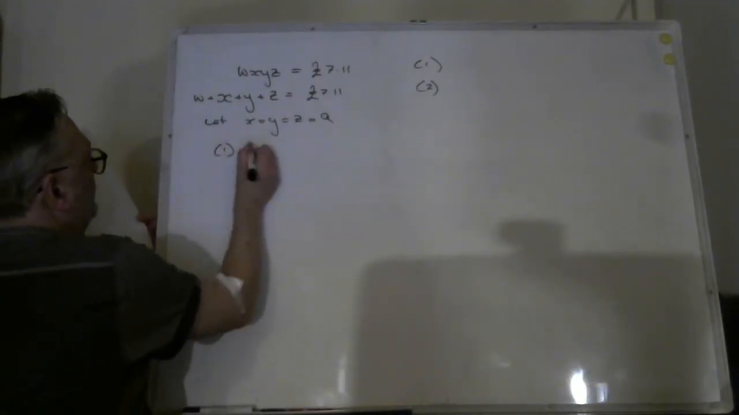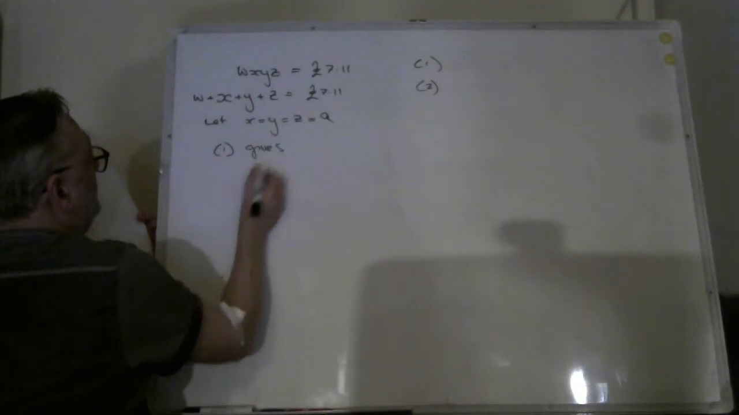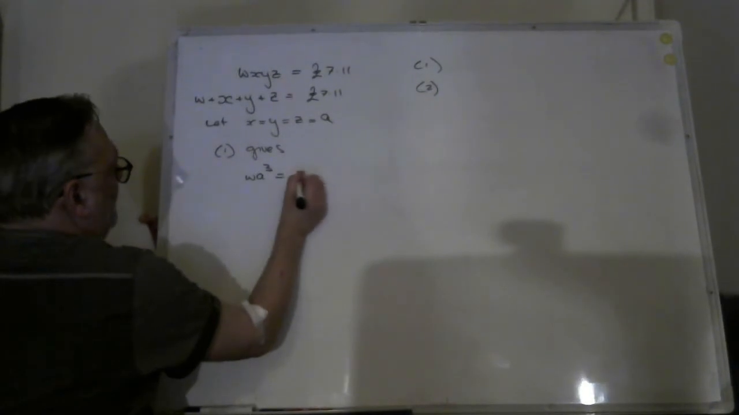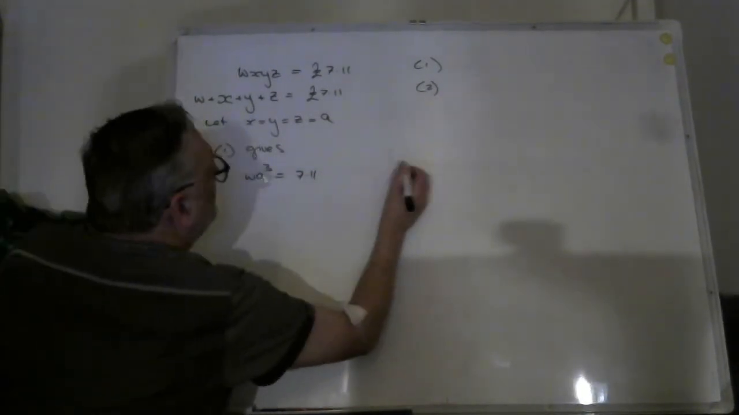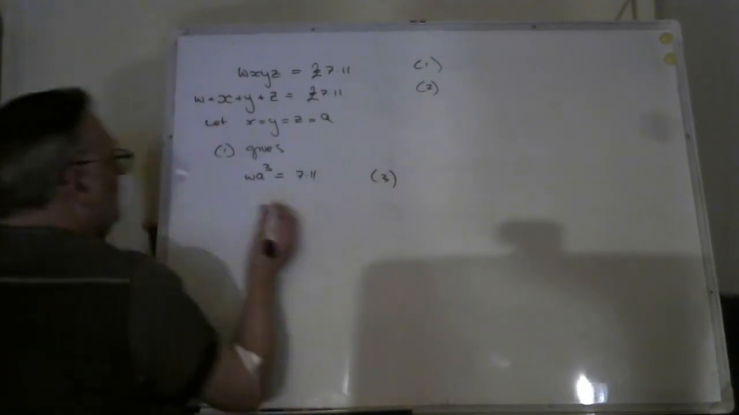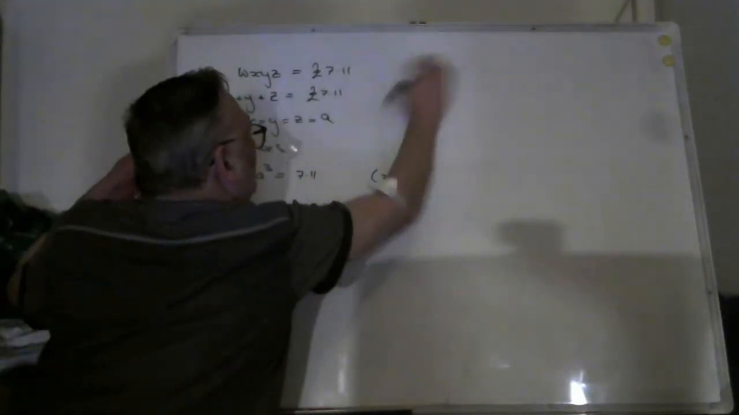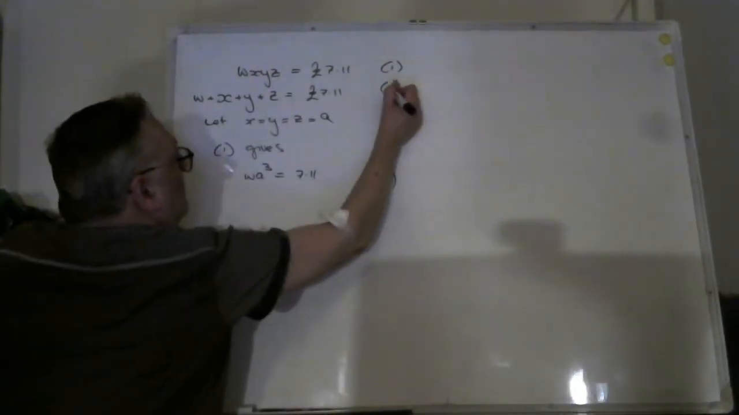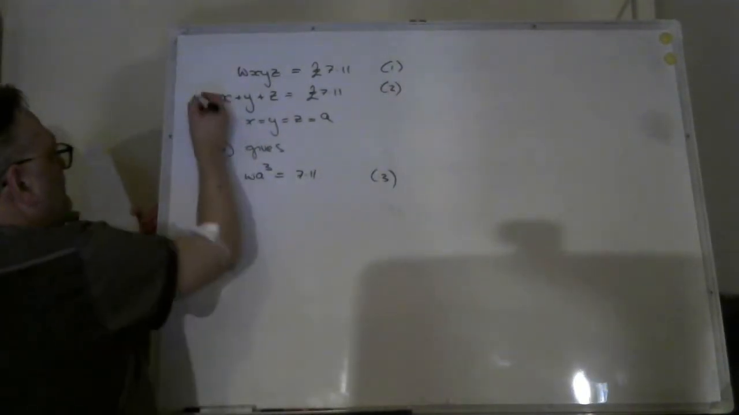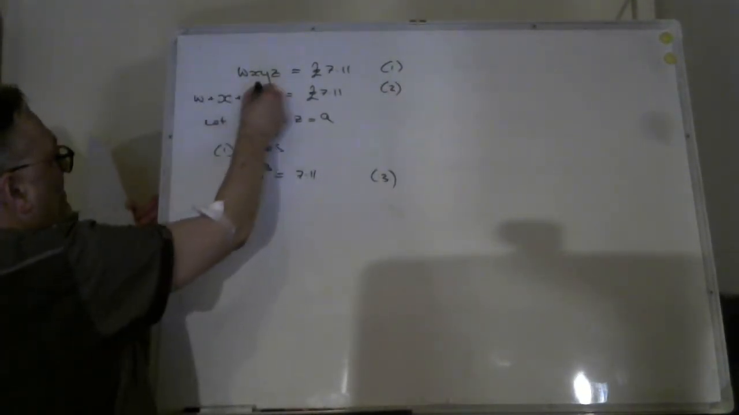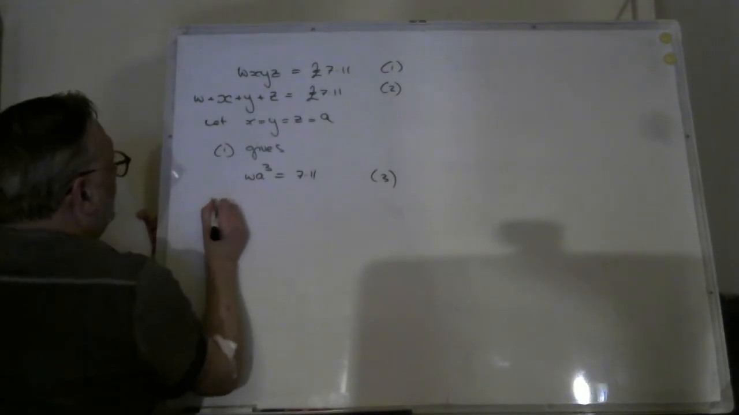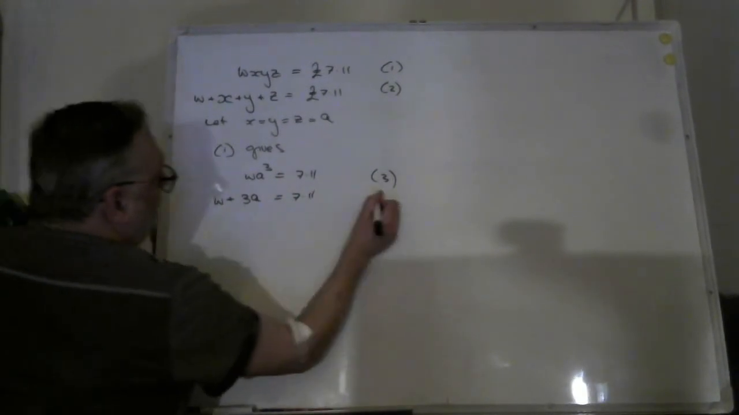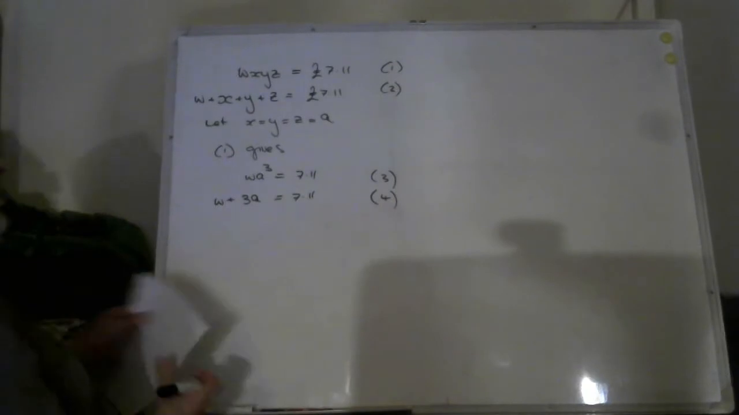equation 1 gives W A cubed equals 7.11. We'll call that equation 3. And in fact, I'll just make a little bit more room on the board up there because I might need the other half of the board. So we've got equation 1, 2, and 3. And substituting A in for X, Y, and Z here, we have W plus 3A equals 7.11. Well, so that's equation 4.